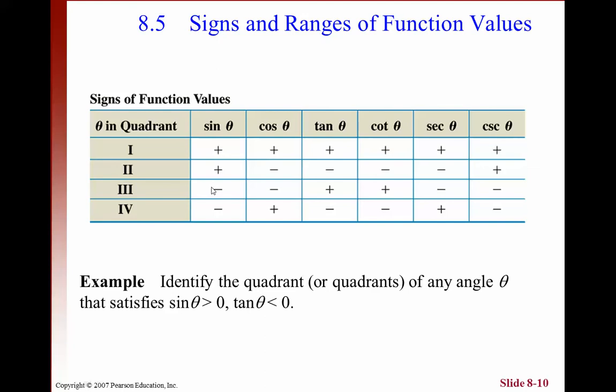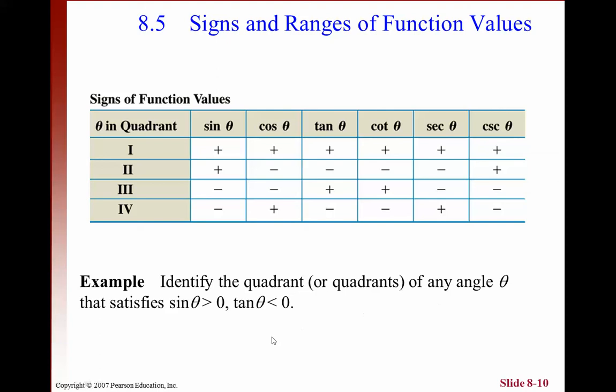In quadrant 3, everything is negative. The x is negative, the y is negative. That creates negative values everywhere except for tangent and cotangent, because they're x divided by y or y divided by x, and those two negatives make a positive there. In quadrant 4, the y value is negative, the x value is positive. So cosine is going to be positive, and of course its reciprocal is also going to be positive.